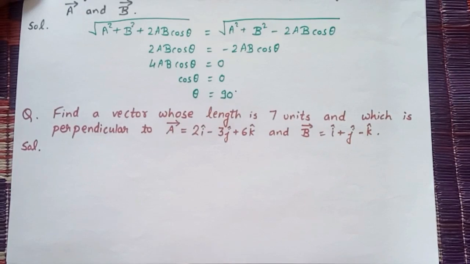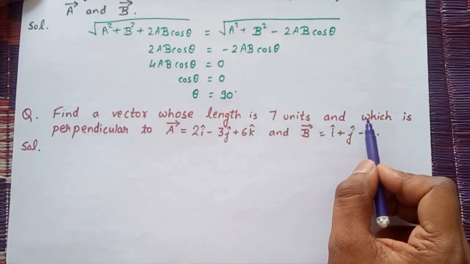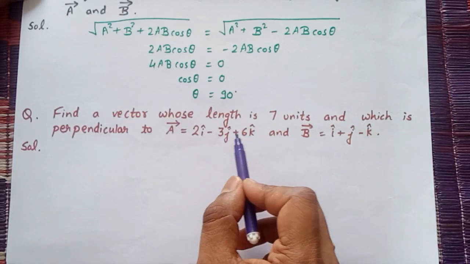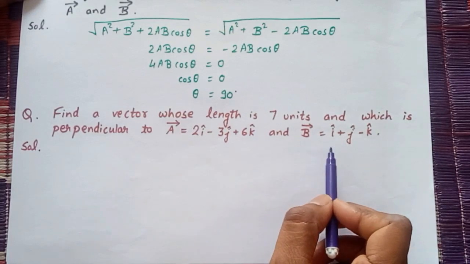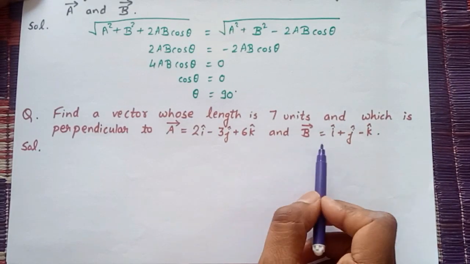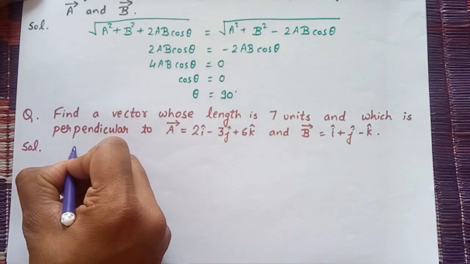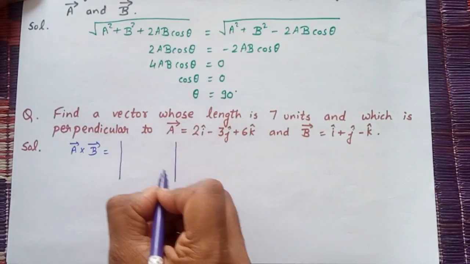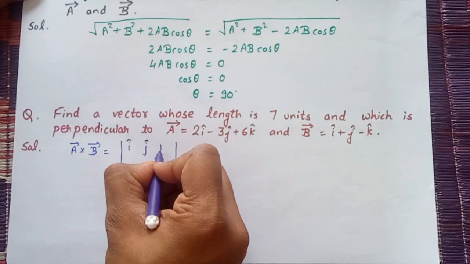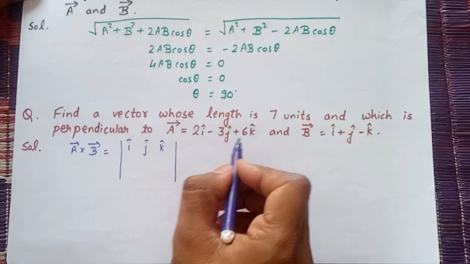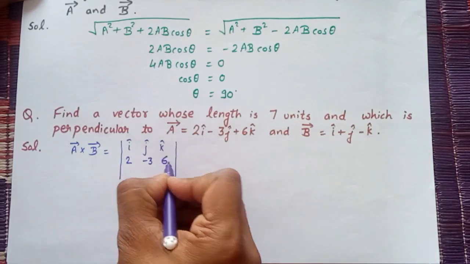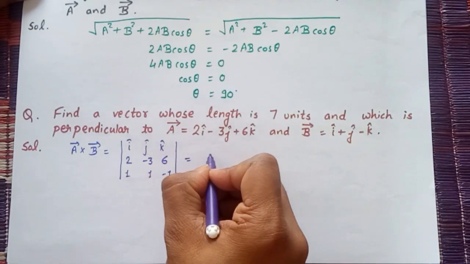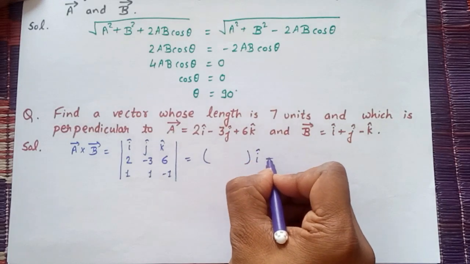Our next question is, find a vector whose length is 7 units and which is perpendicular to the given two vectors. When the question is asking for a vector which is perpendicular to given two vectors, then we have to find the cross product of them. So first of all, I am finding the cross product of A and B by the determinant method. So using the determinant method, A is 2, minus 3 and 6, and B is 1, 1, minus 1. So it will be like this.